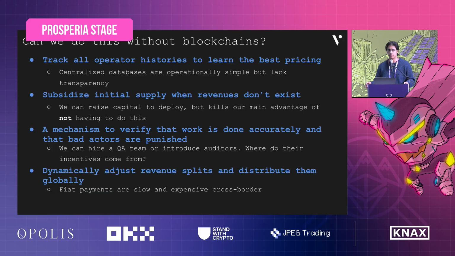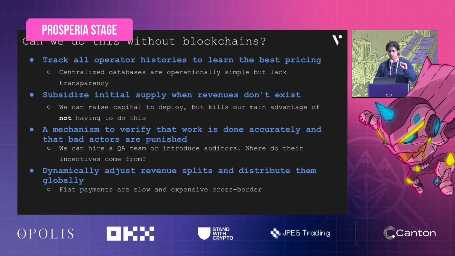What are the auditors' incentives? How do we audit the auditors? This becomes an issue. And then dynamically adjust revenue splits and distribute them globally. That's an obvious issue with fiat payments. It's slow and expensive across borders. Now, let's go to blockchains.